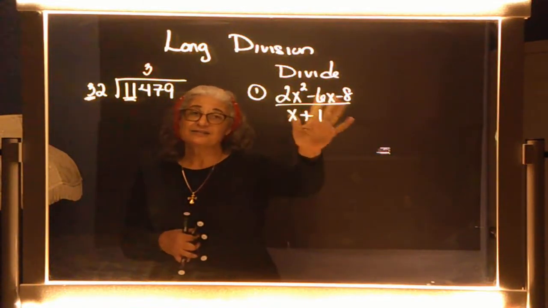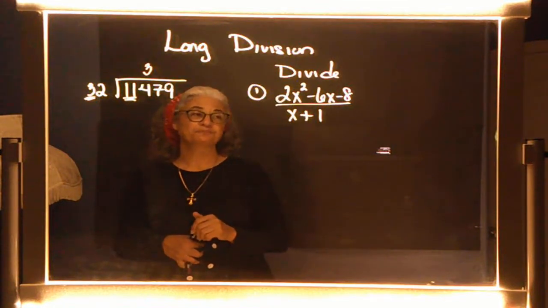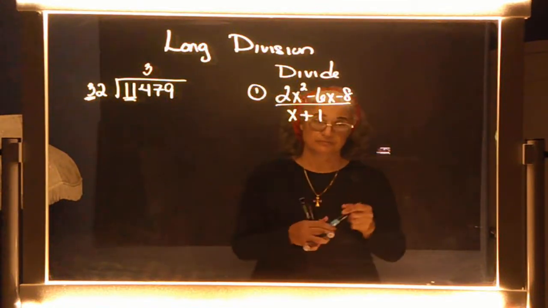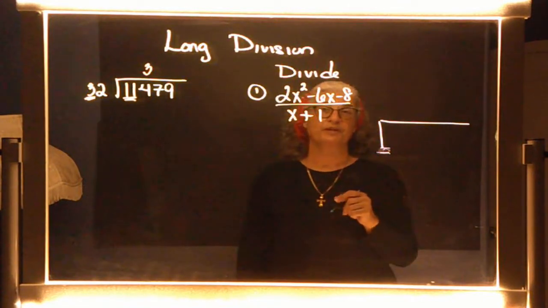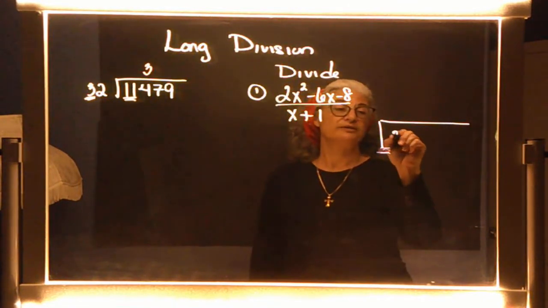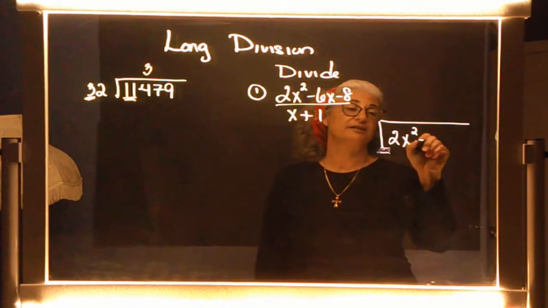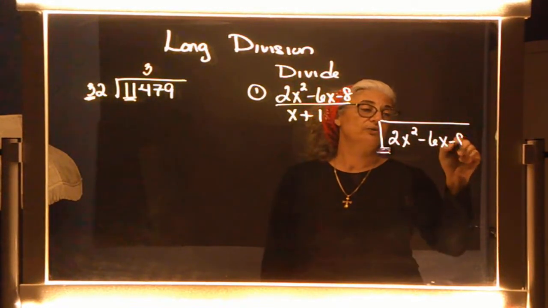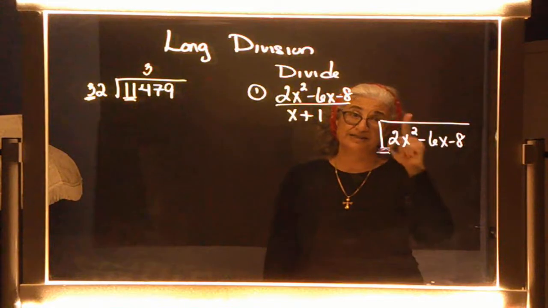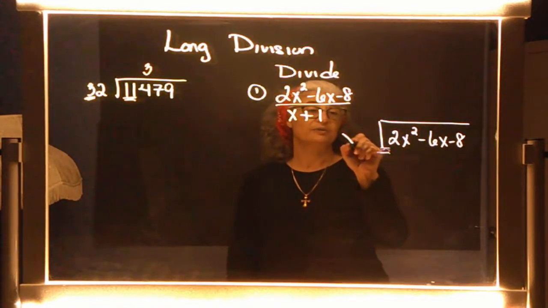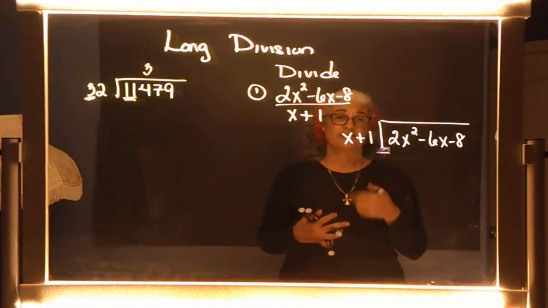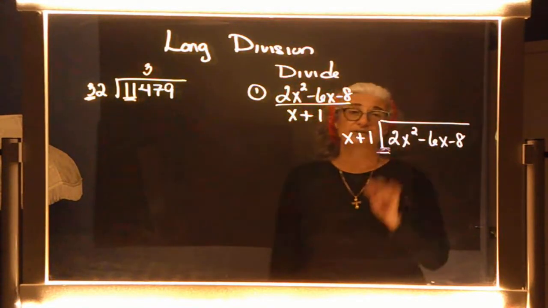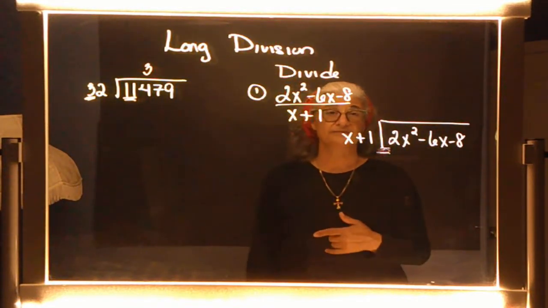They're asking us to divide this polynomial. So, here's my division sign, right? The numerator always goes underneath. Understand that. The numerator is always underneath, and make sure it's in descending order. The denominator is always on the outside. And so now we're trying to figure out how many times x plus 1 goes into this polynomial, right?